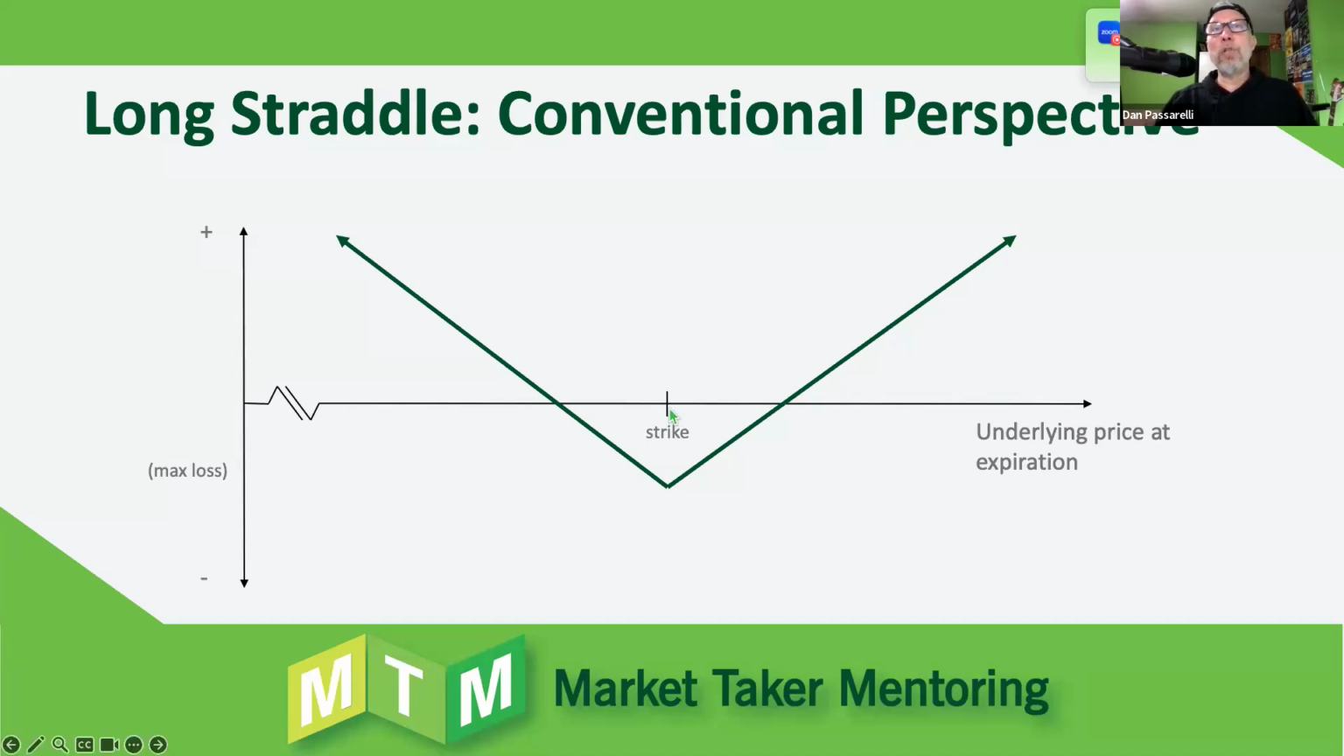So you're going to lose on the call if it goes down, and you're going to lose the time value of the put when it goes down, but you make the intrinsic value of the put. This is all at expiration. Likewise, as stock goes up, you lose all the value of the put and the time value of the call, and it's only intrinsic value for the call.